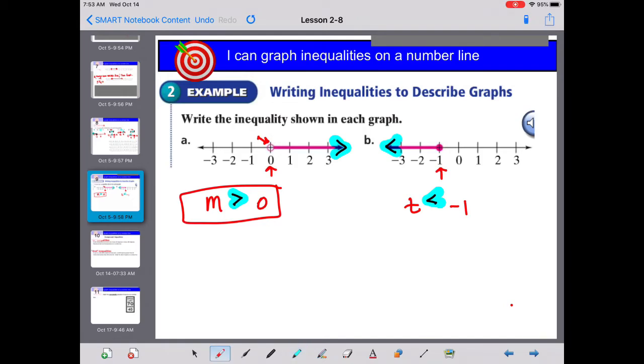Then ask yourself, should I fill it in? Is -1 one of the solutions? Well, -1 is one of the solutions because it's filled in. So t is less than or equal to -1.